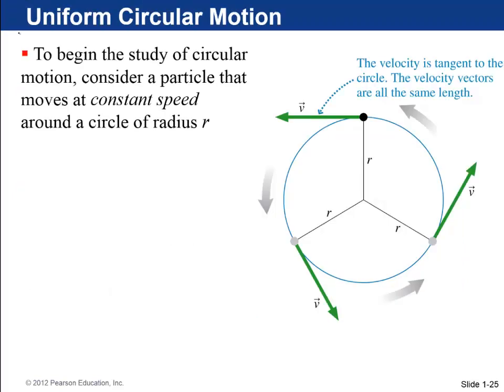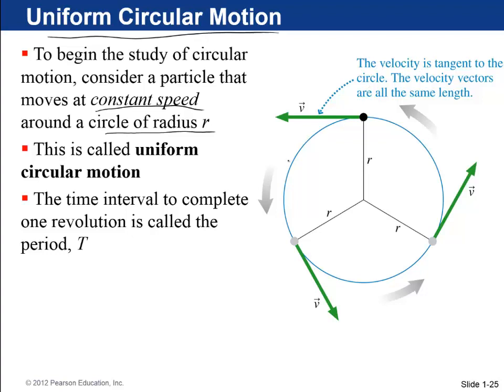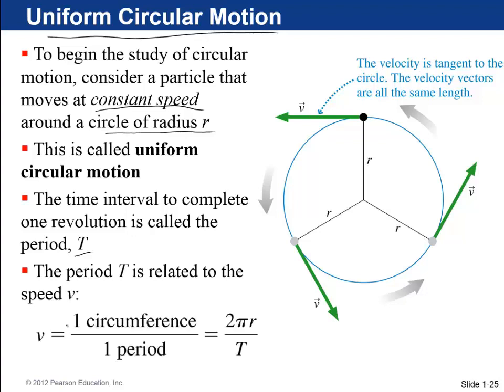So to begin with, we'll think about uniform circular motion. That is when something's going on a circular path at a constant speed, and the circle has some radius r. If we look at the picture here, the velocity is tangent to that circle, and all the velocity vectors are the same length. The time interval that it takes to go all the way around, we might call the period, capital T. If you wanted to find the speed from the period, you would do the circumference divided by the period, which is 2 pi r over T. So that is the speed of uniform circular motion.